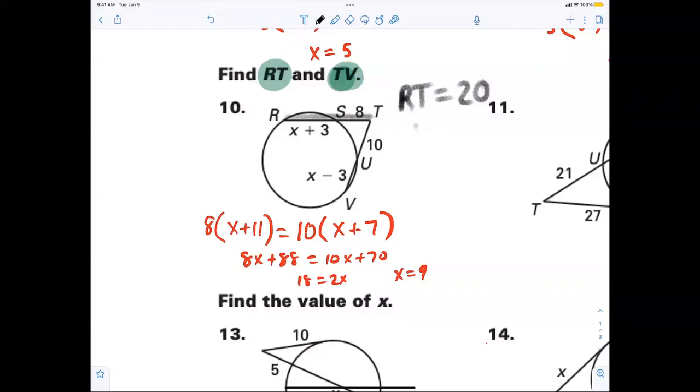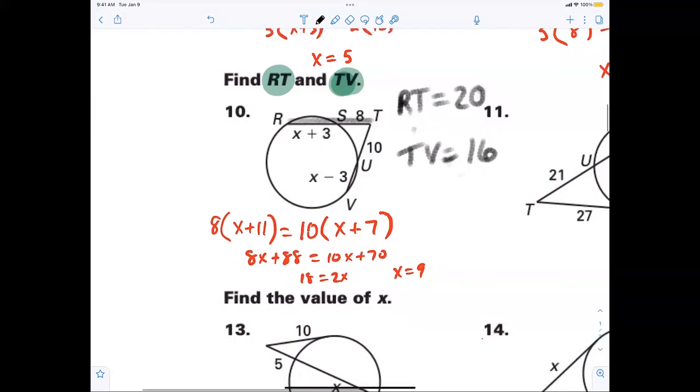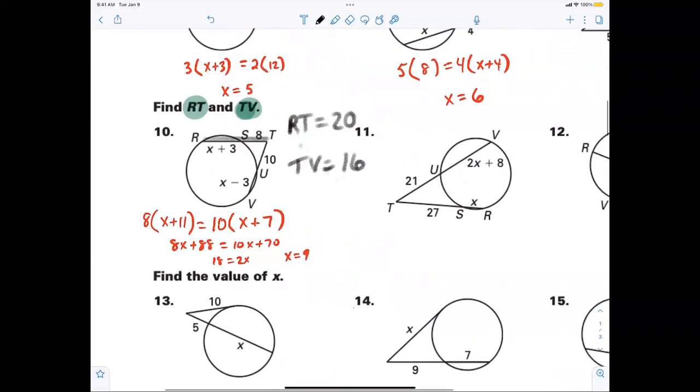I know I keep being dazed by Notability. And then TV, help me with TV. TV is what? 16. Anybody agree with that? 16. All right, I'm pretty happy with that. I'm trying to find something that might be a little bit harder.